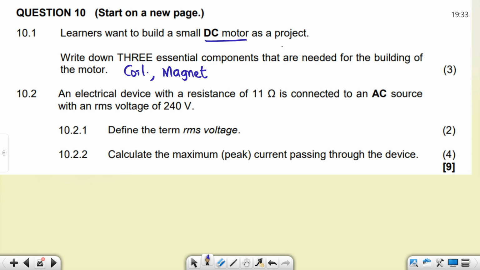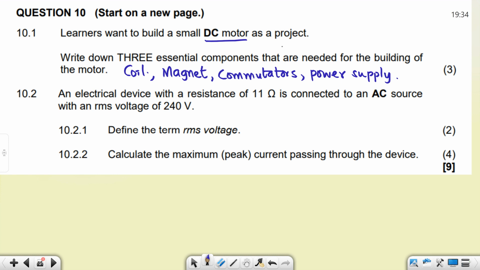And number 3, since it's a DC, what do we need? We need commutators. Okay. We need a coil, we need a magnet, and for DC, we need commutators. It's a DC motor. Yes, thank you. We need batteries. We need a power supply. Good. Because we are changing electrical to mechanical. Lovely, thank you. Beautiful. And you're done there, guys. Let's get this 9 marks.